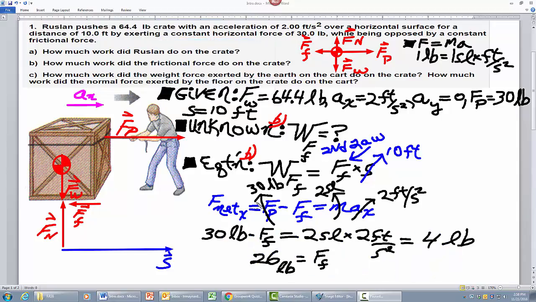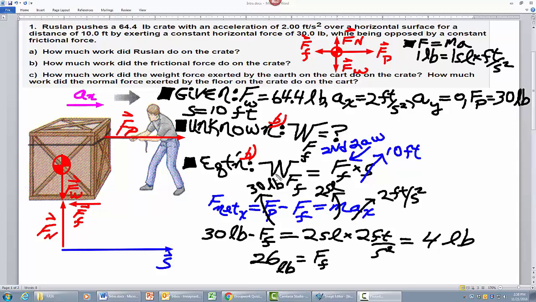Solving for the frictional force, we substitute in the 30 pounds for the pulling force, minus F sub F, the frictional force, is 2 slugs times 2 feet per second squared. That's 4 pounds, because F is ma tells us that a pound is a slug times a foot per second squared. This gives us that the magnitude of the frictional force is 26 pounds.